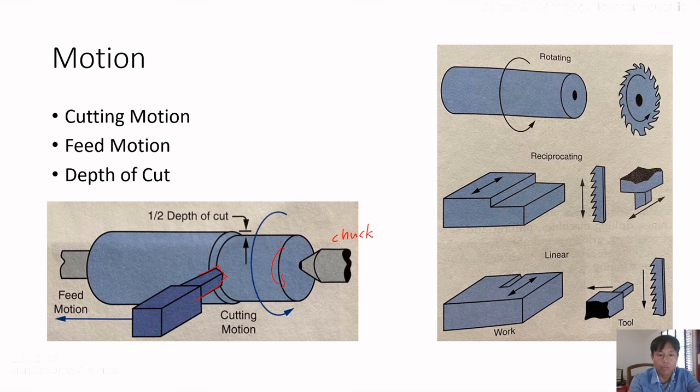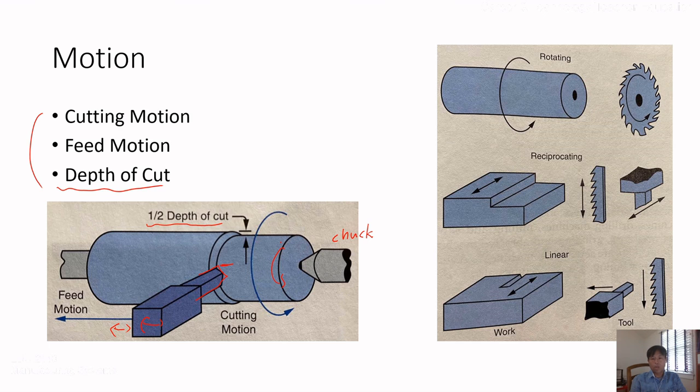If we want to cut this area, we need to move this tool like this, back and forth. That is the feeding motion. And then the third one is depth of cut. So how much we cut. We need to define it before we cut. So this is a half depth cut example. So we need to have three elements: cutting motion, feed motion, and depth of cut.